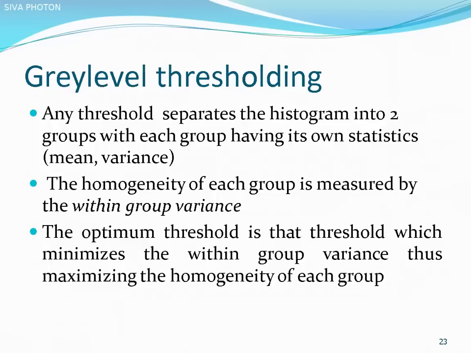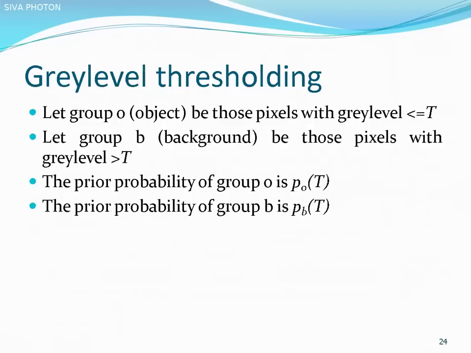So how do they find the threshold? It should maximize the homogeneity of each group. Consider the threshold value is capital T, O is the object, and background is B. They find it using probability. The prior probability of group O, the object, is P_O of T, and the prior probability of the background group is P_B of T. The object pixel value should be less than the threshold and the background should be greater than the threshold.